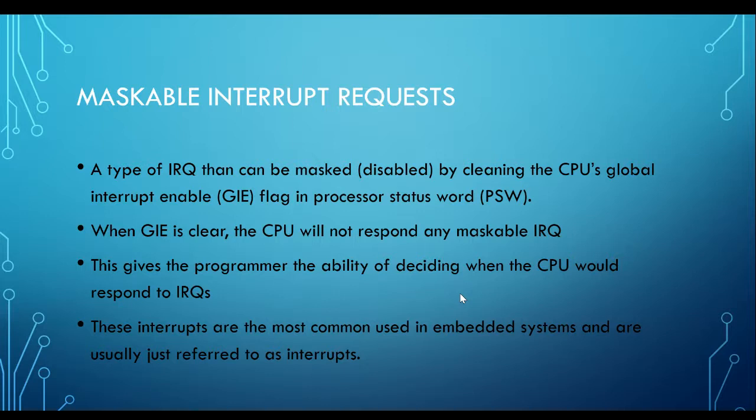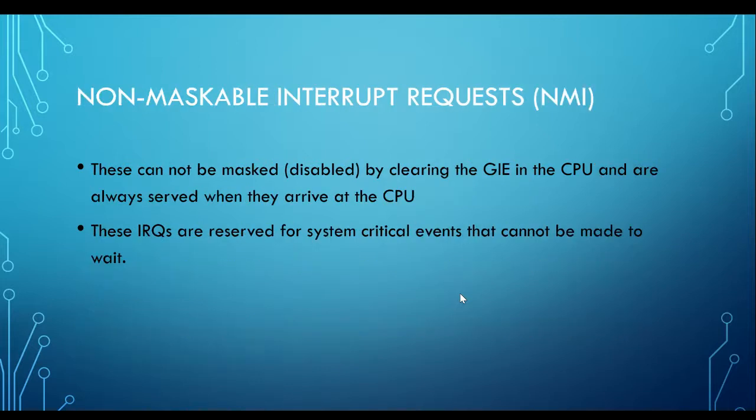This gives the programmer the ability to decide when the CPU would respond to IRQs. These interrupts are the most commonly used in embedded systems and are usually just referred to as interrupts. They are maskable. You can mask them, meaning that even if the interrupt happens, it will not proceed into a valid ISR if you disable the GIE.